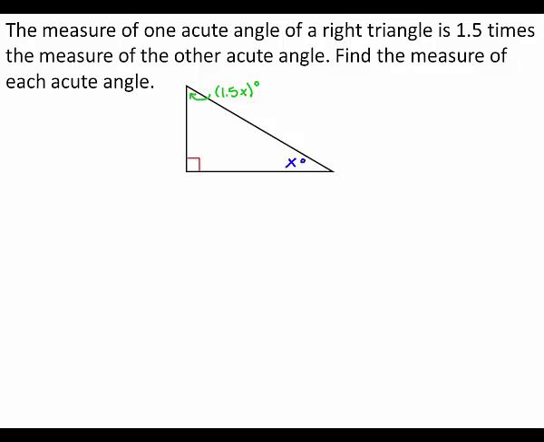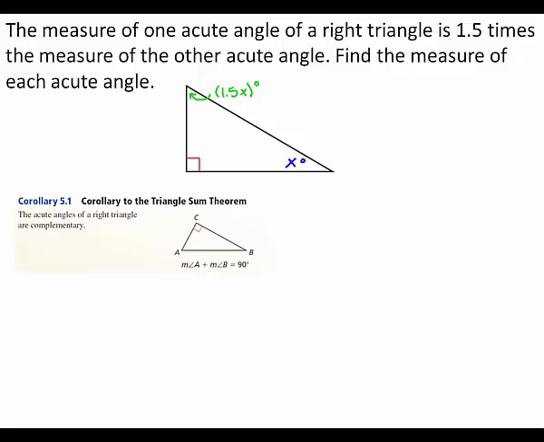To do this, you can use the corollary to the triangle sum theorem, which states that the angles of a right triangle are complementary, meaning their measures have a sum of 90 degrees. Because the triangle in this problem is a right triangle, you can apply this corollary. So, by the corollary to the triangle sum theorem, x degrees plus 1 5/10 x degrees must equal 90 degrees.